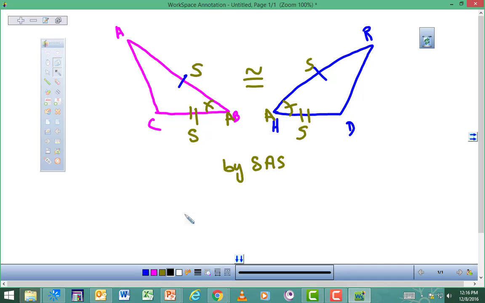So now the thing is, because we know the triangles are congruent, we can automatically say that this side is congruent to this one. That's easy. And we could also say that this angle up here is congruent to this one over here. And we can also say that this angle here is congruent to this one over here. And that's because all the corresponding parts are congruent now. All 6 parts are congruent.